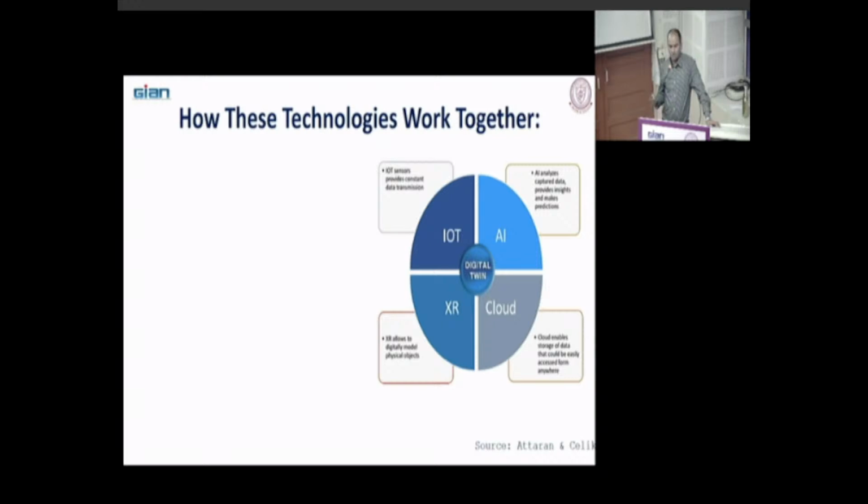IoT sensor provides constant data transmission from physical world to digital model. Next one is the cloud. Cloud enables storage of data that could be easily accessed from anywhere, and anyone in the supply chain can access the data. I don't need to call my supplier and ask what is the status of my delivery, when will I receive the delivery, whether it is in a good condition or not.